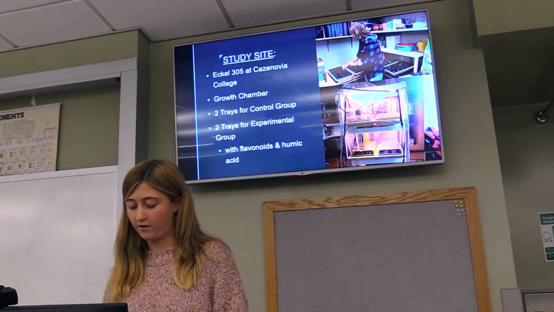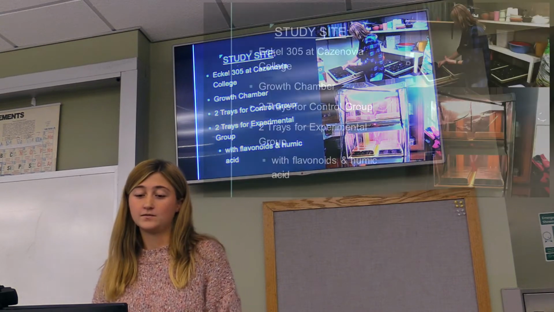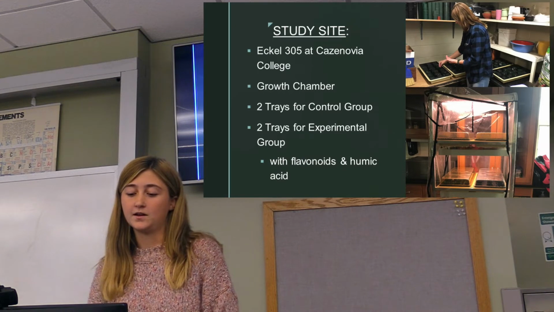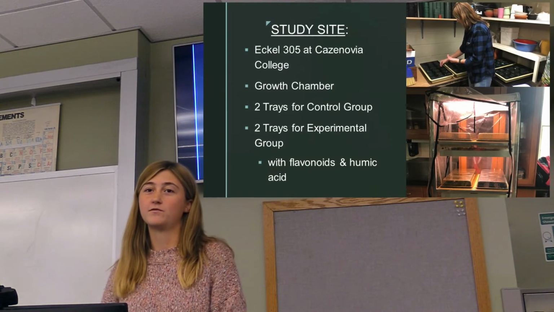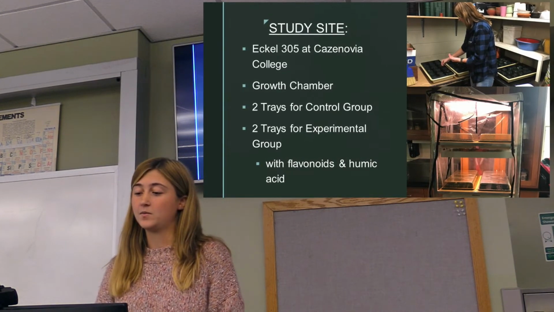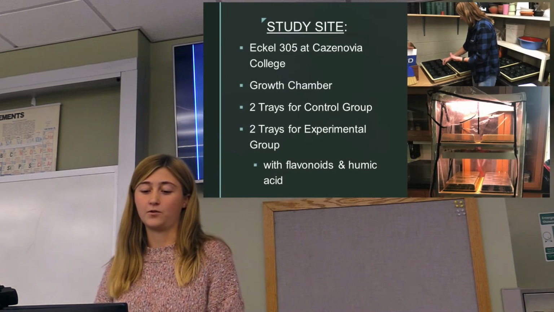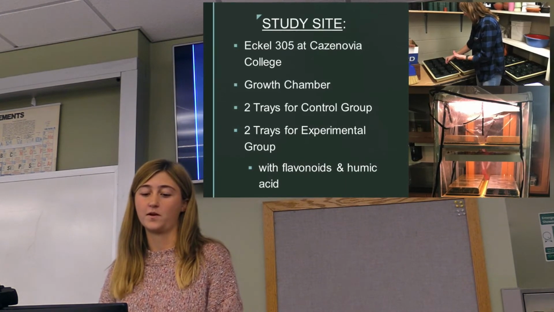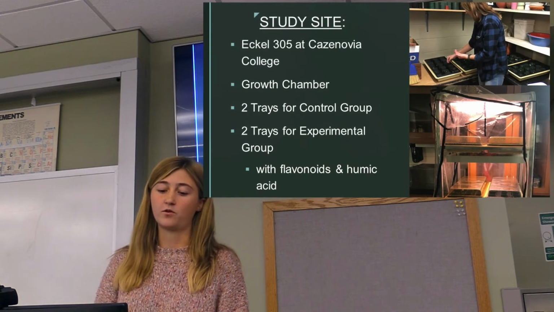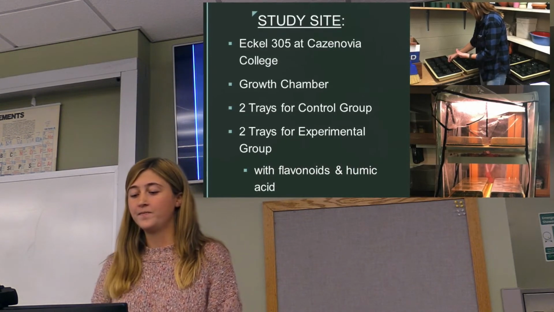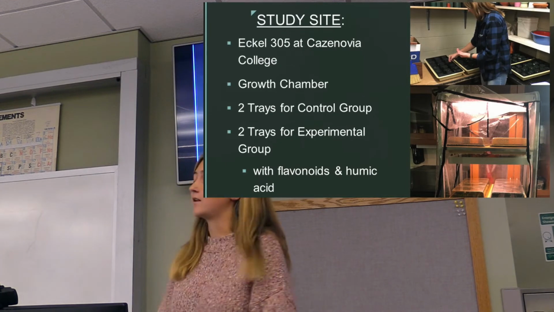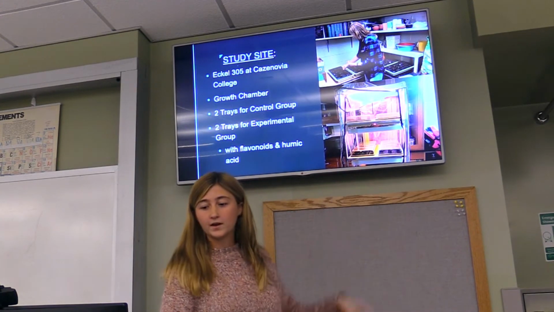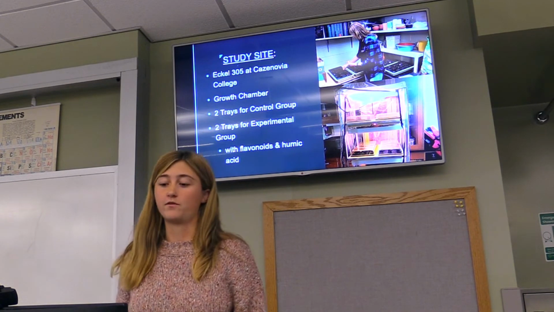So I restarted here at Cazenovia in Eckel 305, which is actually in this back corner here. I planted 64 pots of soybean plants to make sure that I had a decent enough group to test. So I had 2 trays for my control group and 2 trays for my experimental group. And again, the experimental group had the flavonoids and humic acid. And actually, it was the left side that had the experimental group. So here, these were the ones that were sprayed, and the other group was just left normal.